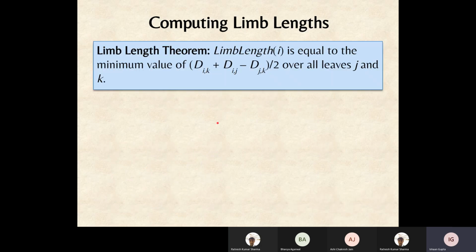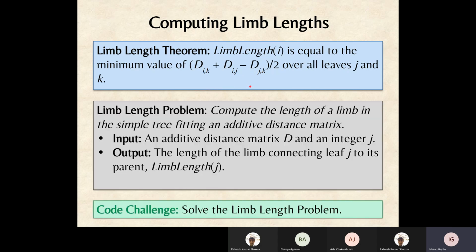All right. So the limb length theorem essentially says that the limb length for any node I is equal to the minimum value given by this expression over all the leaves J and K. In this case, only J and K were given, but there can be many more leaves. So you select all the pairwise leaves, calculate the distance, and then take the minimum distance.